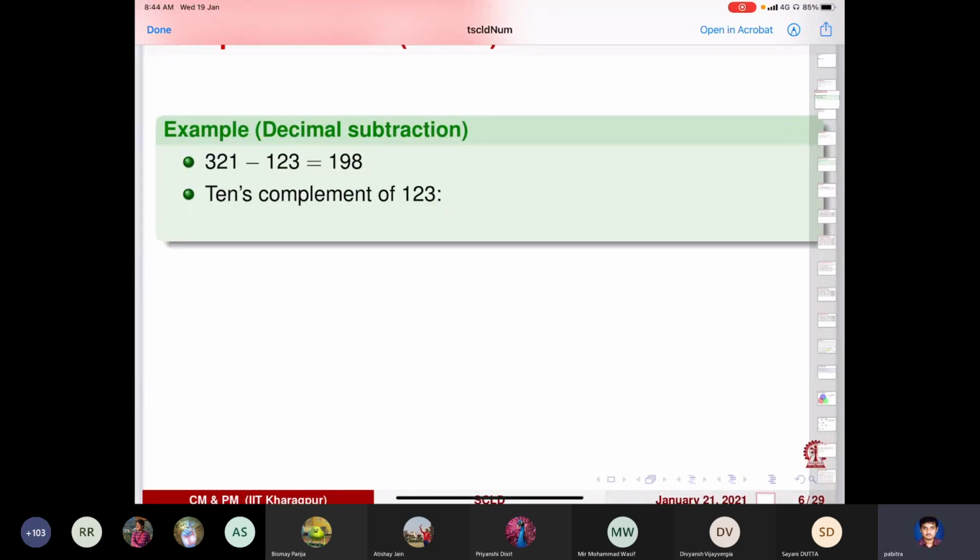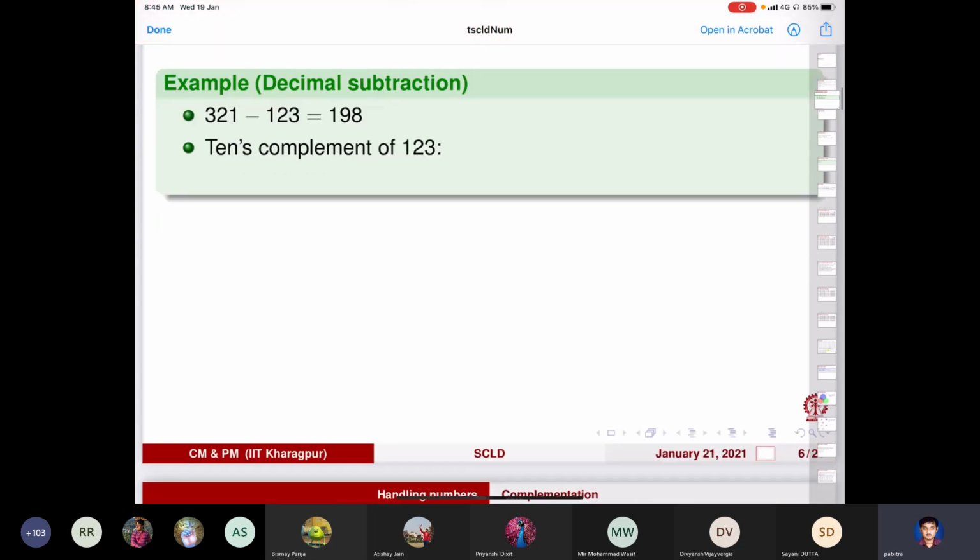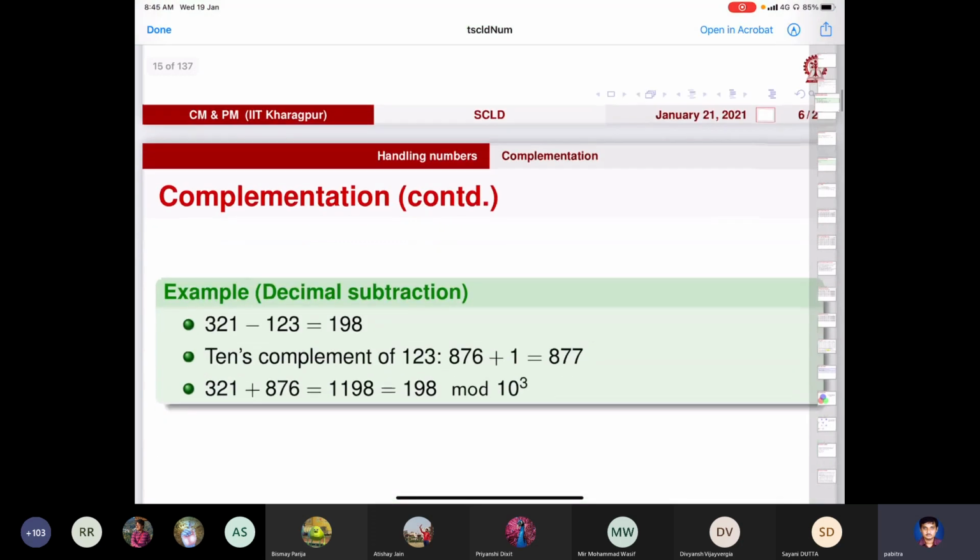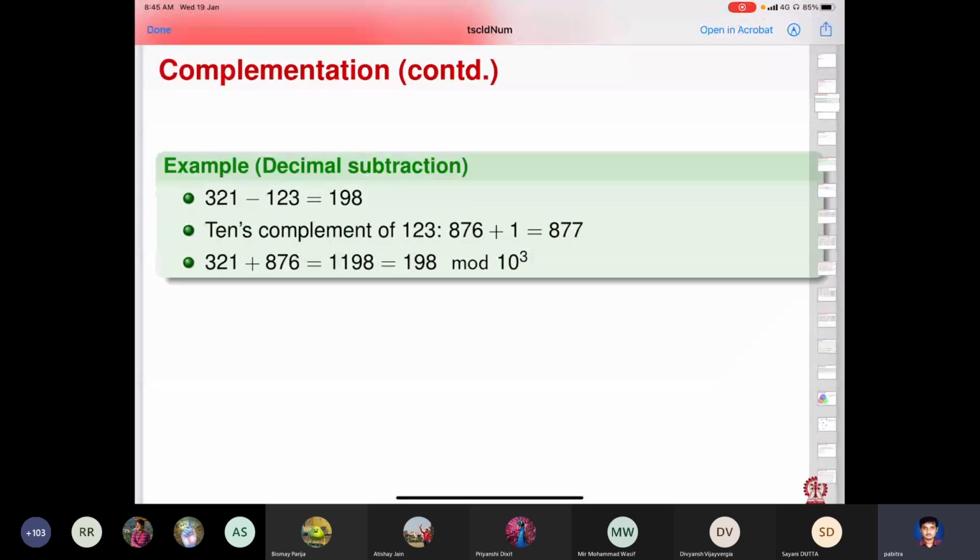So let's take this example. In decimal, I want to subtract 123 from 321. So I want to compute 321 minus 123. The answer is 198. Let's see if we can write it as a complement. The diminished radix complement of 1, 2, 3 is 876: 8 plus 1 is 9, 7 plus 2 is 9, 3 plus 6 is 9. Adding 1 makes it 877.